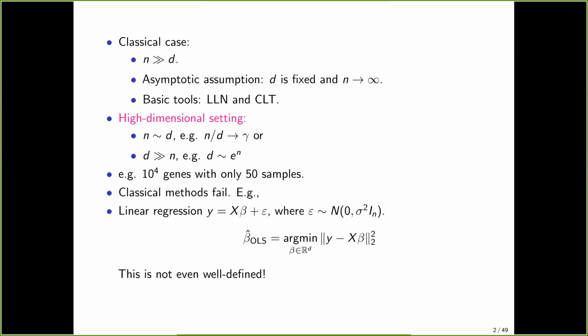It's the other way around, basically. So D is going to infinity, N is sort of fixed. That's the asymptotic that some people actually consider. You could let N be fixed and let D go to infinity. Or there's this other regime, which is very popular also, especially in random matrix theory, where you let N over D go to gamma. So N goes to infinity, D goes to infinity, the ratio goes to gamma.